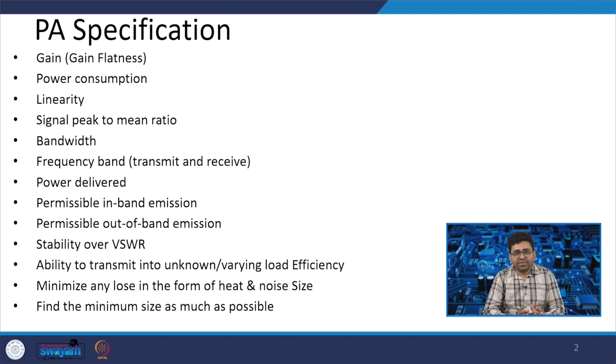One of the important specifications for a power amplifier is gain and gain flatness. What it means is that for the entire bandwidth of operation, the gain should be flat, because we are going to give the modulated signal to the power amplifier. So, you should have gain flatness for the entire band.